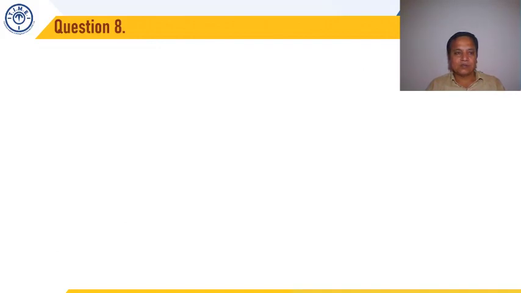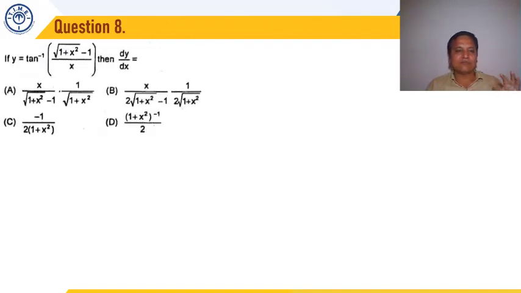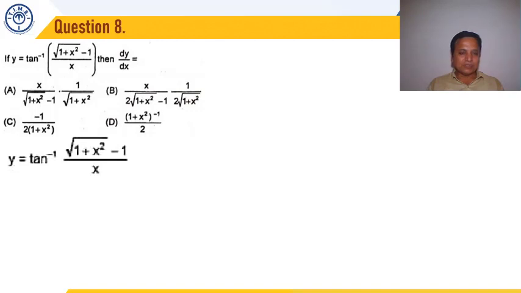Now let's try another question. We have to differentiate y is equal to tan inverse of (under root 1 plus x square minus 1) upon x. Y is given as this. We have to find dy by dx. So first we try to simplify the value of this expression.